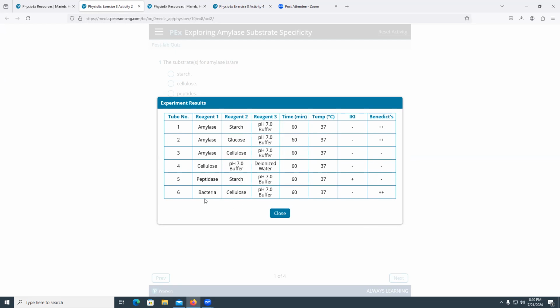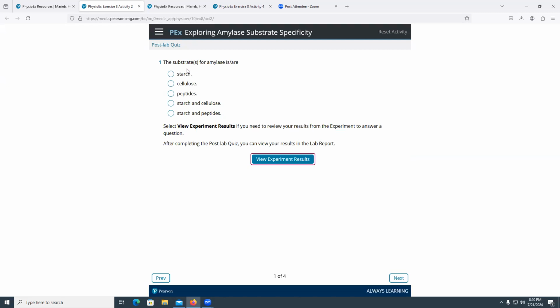Now, this is interesting. So bacteria, I had the bacteria and cellulose with the proper pH, and now I do have a Benedict reaction, and that shows us that we succeeded converting cellulose into reducing sugar. So that shows you that bacteria does have the proper enzymes to break down the bonds between the cellulose polymers and digest it into reducing sugars. Okay, substrates for amylase is our starch, obviously.